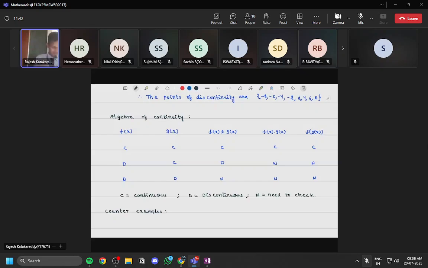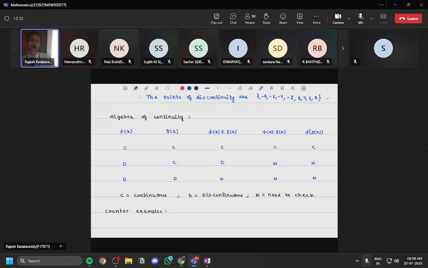Clear? When both of them are discontinuous, in that case, whether we add them, subtract them, multiply them, or do the composition, we cannot say anything. Need to check at that point. It may or may not be continuous, or we can also say may or may not be discontinuous at that point. We have some good counter examples that we will see to justify this argument. Please copy this table.